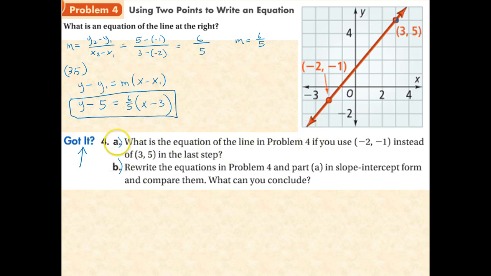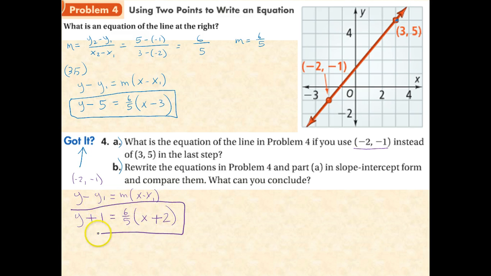Okay, so A, what if we used this point instead of (3, 5) in the last step here? So y minus y1 would be m times x minus x1, but now I'm using (-2, -1) instead. So it would be y minus negative 1, which becomes plus 1, equals the same slope times x minus the x value, which is negative 2, minus a negative 2 is plus 2. So that would be the equation using the other point.